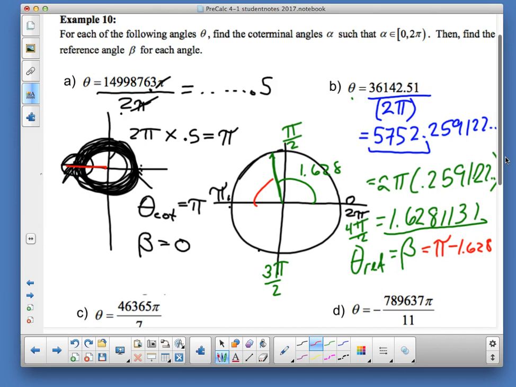Maybe I should just put that number in there. I got 1.513. Yep, no, not times, minus. Pi is 3.14159. I'm subtracting 1.628 from it to get 1.513.